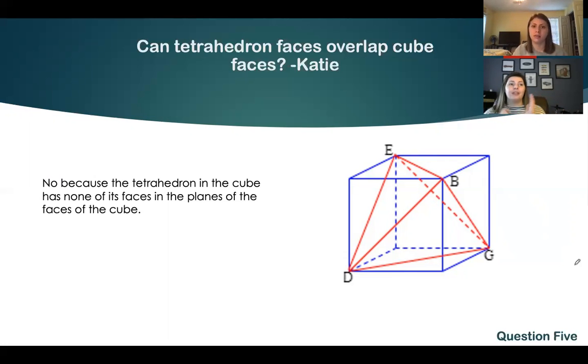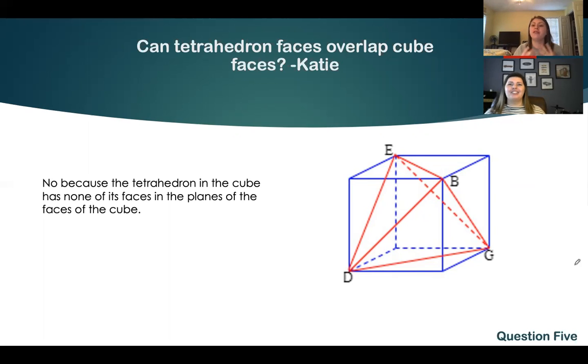So the answer would be no, because the tetrahedron in the cube has none of its faces in the planes of the faces of the cube. Boy, that's a mouthful. And I told us about planes earlier. Planes are just flat surfaces. So none of its surfaces are touching the cube surfaces. Is that what you're saying? Yes. Okay, awesome. That's a great understanding of it.